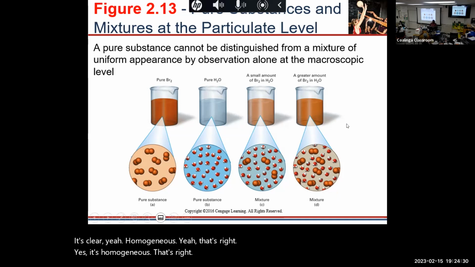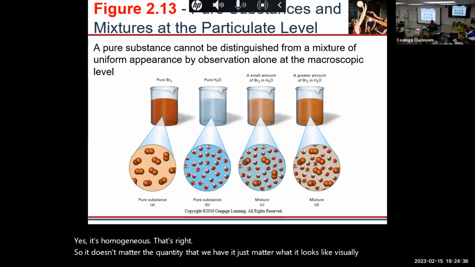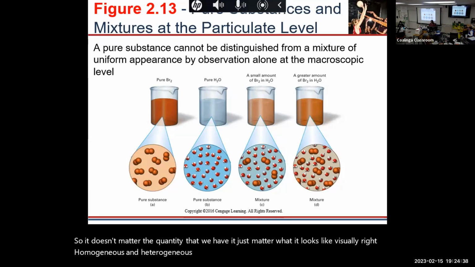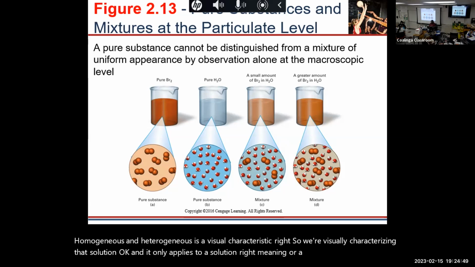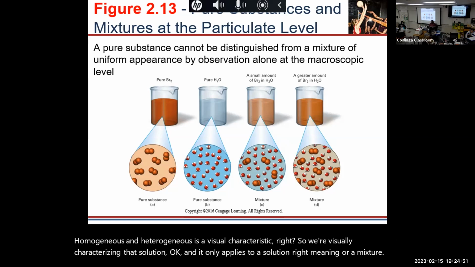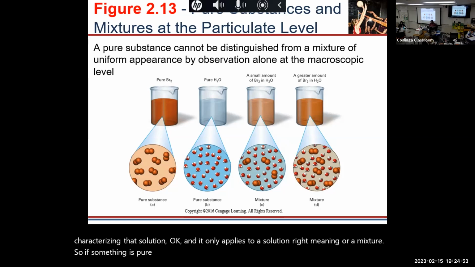Okay, so it doesn't matter the quantity that we have. It just matters what it looks like visually. Homogeneous and heterogeneous is a visual characteristic. So we're visually characterizing that solution. And it only applies to a solution, or a mixture. So if something is pure, it's not going to be homogeneous. Does that make sense? Because there's nothing that's being mixed.